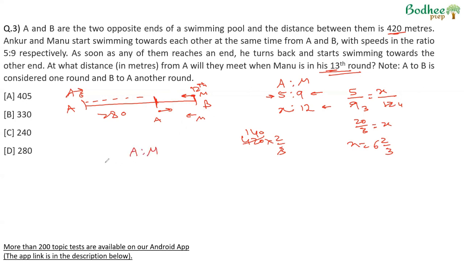So we divide 140 in the ratio 5:9, comes out to 50 and 90. Therefore, when they meet at some point, Ankur from here will cover 50 meters, Manu from B will cover 90 meters. And this will be the meeting that they will have when Manu is in his 13th round. What is the distance of Ankur from A? 280 initially plus 50 now, that is 330. Option B becomes the answer.